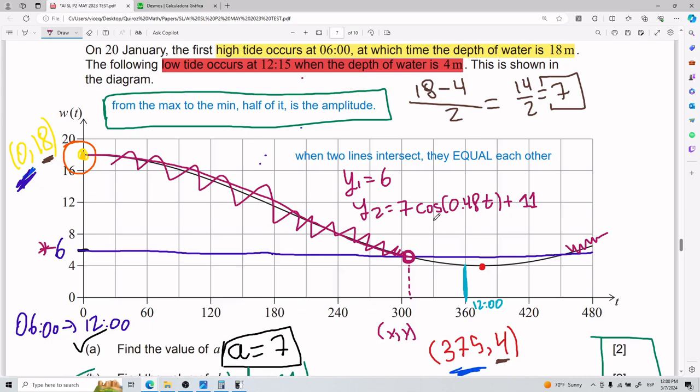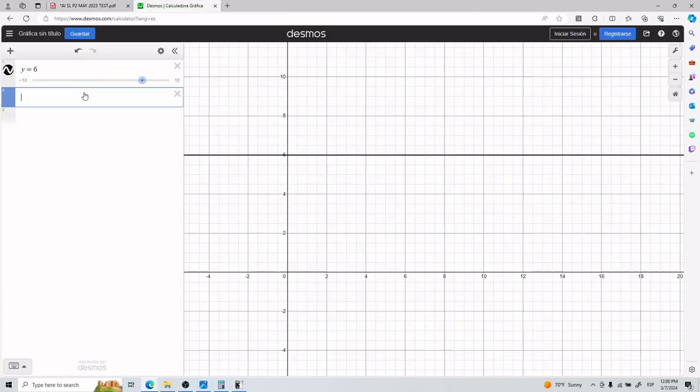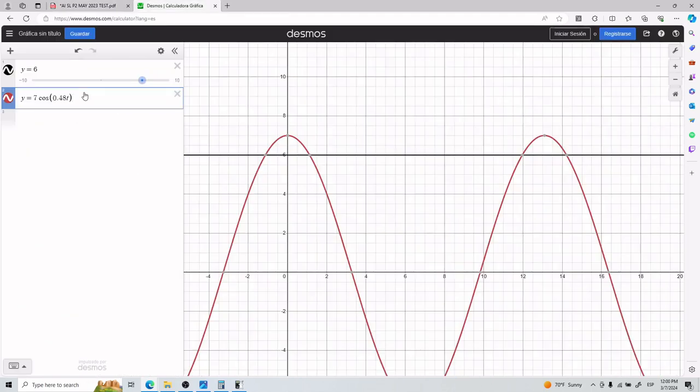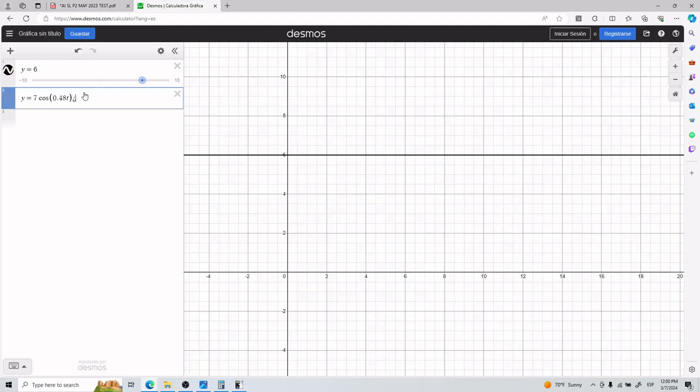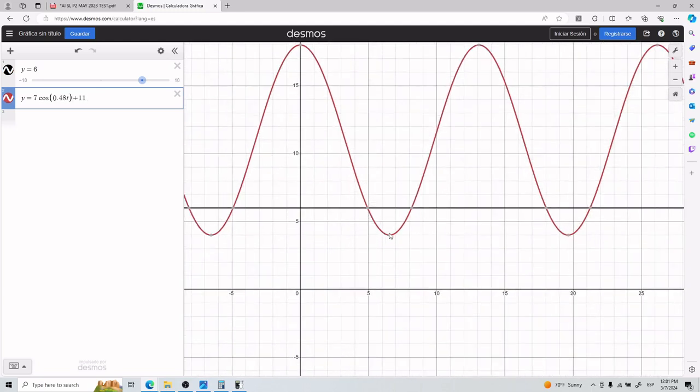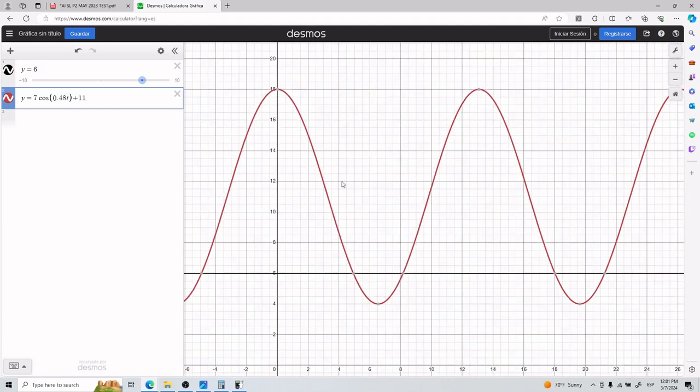Let's look at it in decimals first, just so we understand exactly what we're doing. My first equation is up there. My second equation is 7 cosine 0.48t plus 11. And so wherever these intersects occur is basically what I need. So Naomi can enter or leave anywhere in this area here, anywhere above that 6, and technically over here as well, she can enter or leave anywhere above that 6.